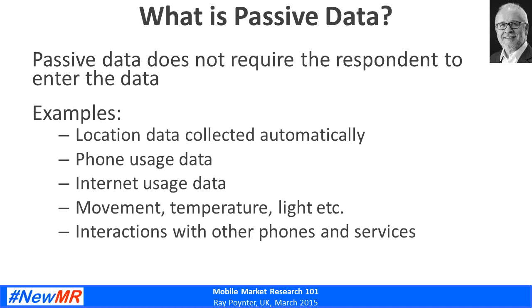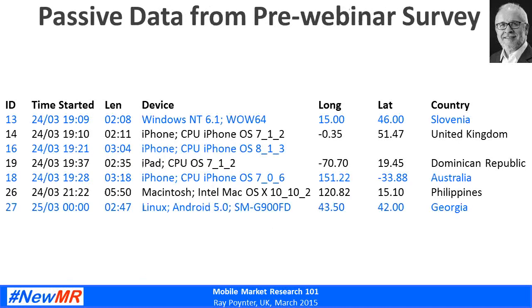So we can collect the location that they're at, phone usage data, internet usage, movement, temperature, what the light is like. One of the surveys that lots and lots of people did as one of the early trial ones was, how often do you look at your phone? And it turns out we look at our phone hundreds of times a day, and they can do that by picking up the passive data from the phone, the movement, the proximity to the head, interactions with other people's phones and services. So there's a lot of stuff going on in there. It does require permission.